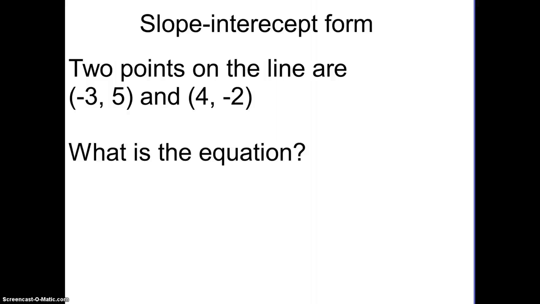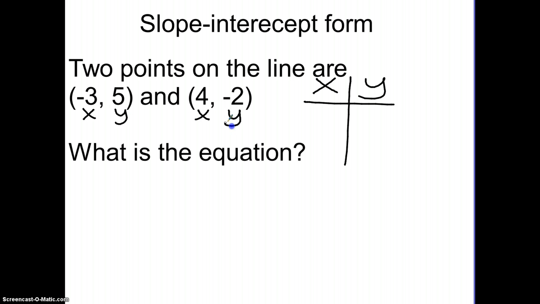So now we're given 2 points. This is a little bit different from the last time, because if you have (-3, 5) and (4, -2), we need to find the slope, we need to find the pattern number. So here's x, here's y, here's x, here's y. -3 is x, and 5 is y, 4 is x, and -2 is y. So then we're going to do bottom minus top, bottom minus top.